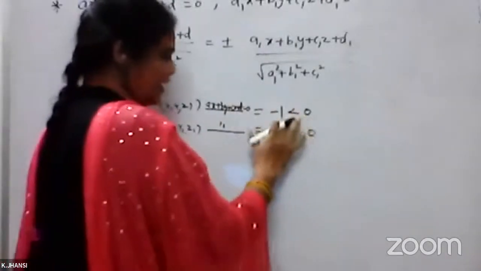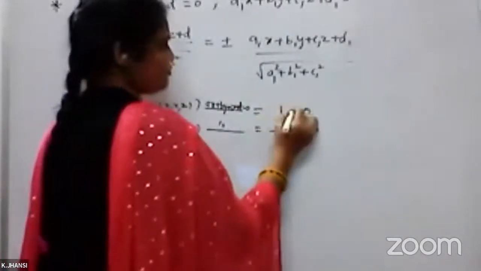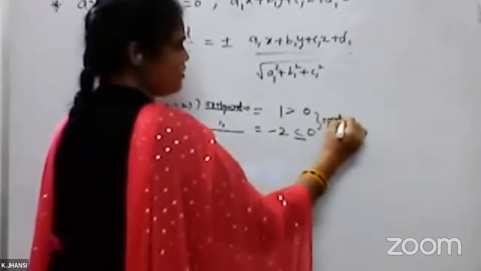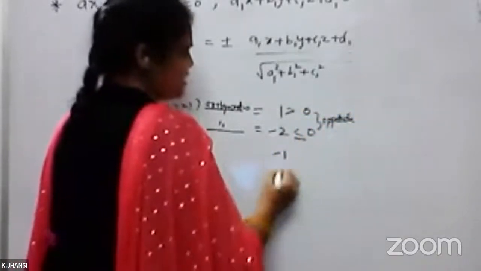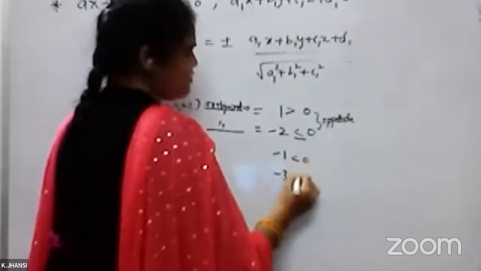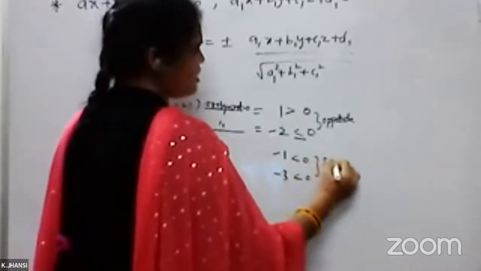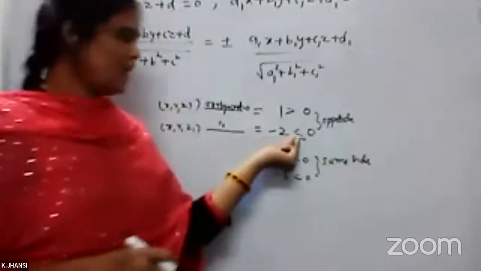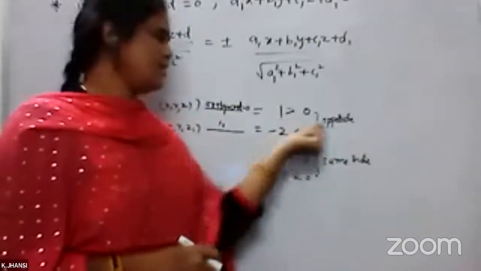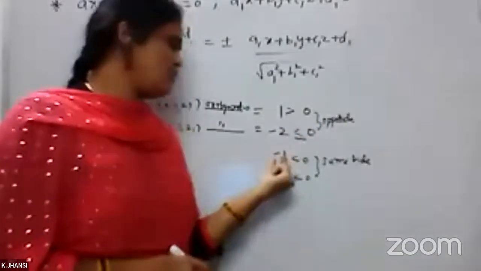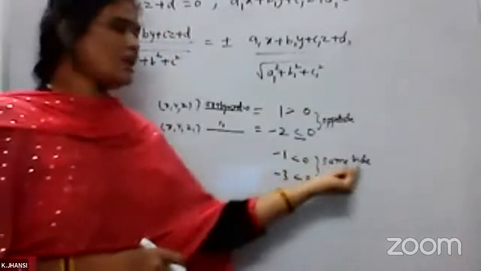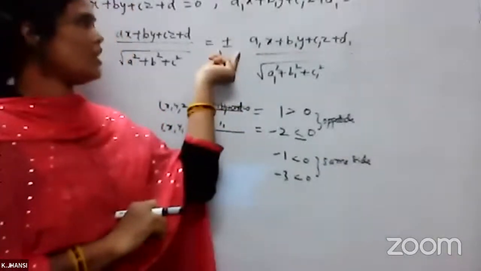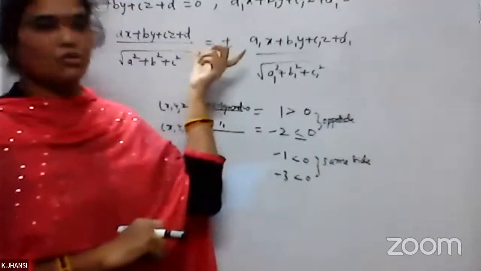If one is greater than 0 and the other is less than 0, they are on opposite sides of the plane. If -1 and -3, both are less than 0, then they are on the same side. So if you get opposite signs, they are called opposite sides; if you get the same sign, they are called the same side of the plane. This is a 5 marks question you will get, and the one I told above is a 10 marks question.